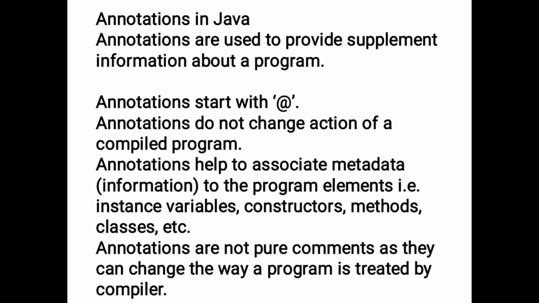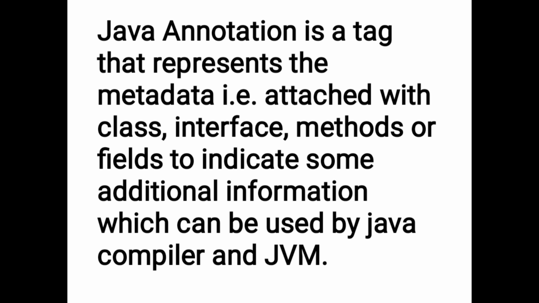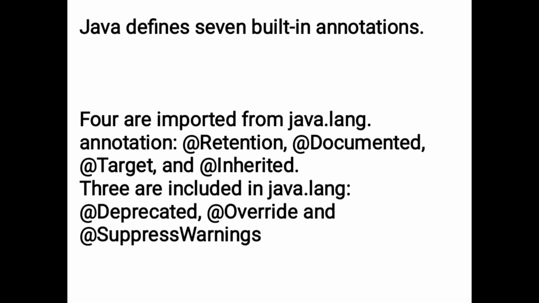Annotation helps to associate metadata or information to the program elements, that is, instance variables, constructors, methods, classes, etc. Annotations are not pure comments, as they can change the way a program is treated by the compiler. A Java annotation is a tag that represents the metadata attached to classes, interfaces, methods, or fields, indicating some additional information which can be used by the Java compiler and JVM.